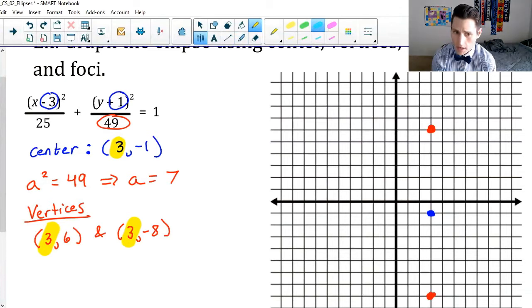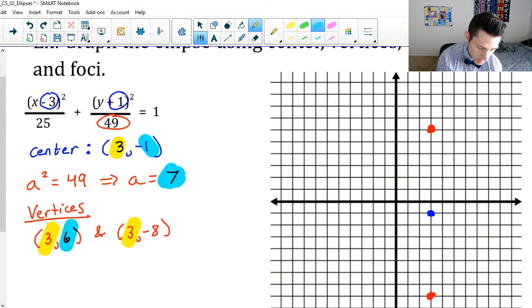But the y values, so the center is at -1, but then I need to go up and down 7. So if I go up 7, I would get to 6. If I go down 7 from -1, I get to -8. So that's where all those values came from.